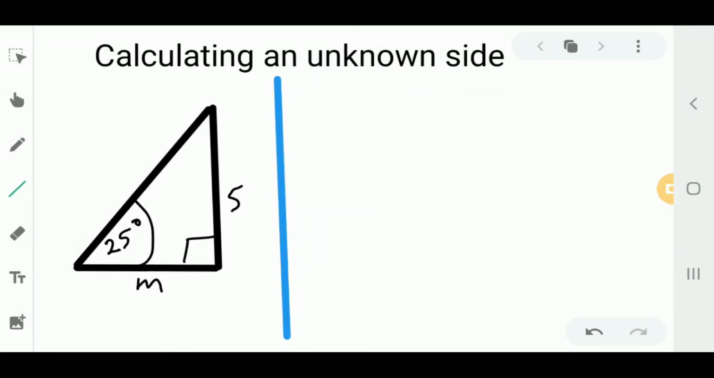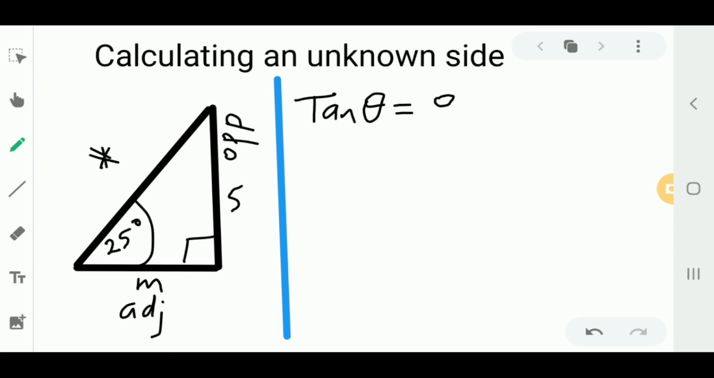So again, we'll do this example where we're calculating the unknown side. Here the unknown side is m. The side that is opposite to the angle is 5, which is the opposite. The hypotenuse would be here, and this is the adjacent. So again, the formula that we'd use is tan the angle is equal to opposite over adjacent.